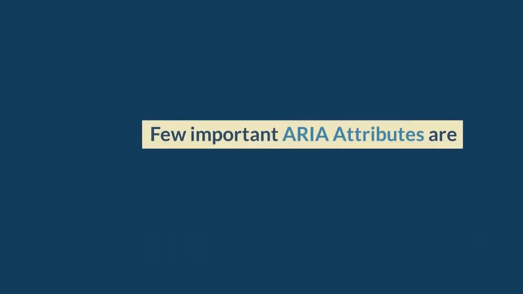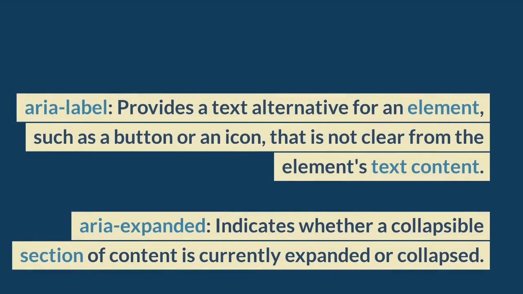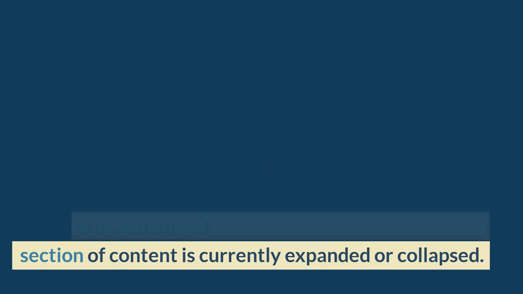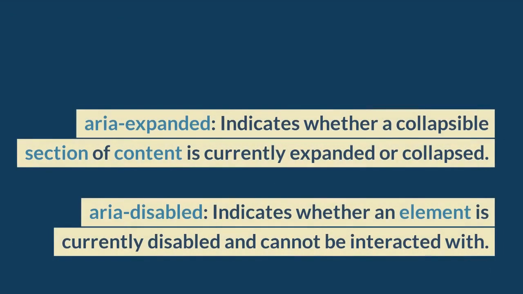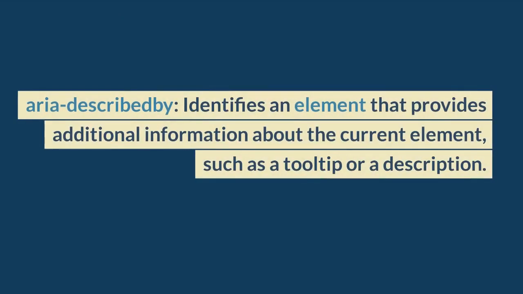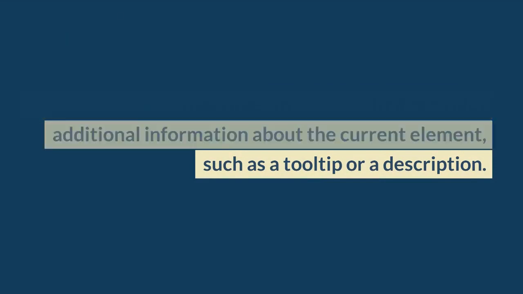A few important ARIA attributes are aria-label, which provides a text alternative for an element, such as a button or an icon, that is not clear from the element's text content. Aria-expanded indicates whether a collapsible section of content is currently expanded or collapsed. Aria-disabled indicates whether an element is currently disabled and cannot be interacted with. Aria-describedby identifies an element that provides additional information about the current element, such as a tooltip or a description.